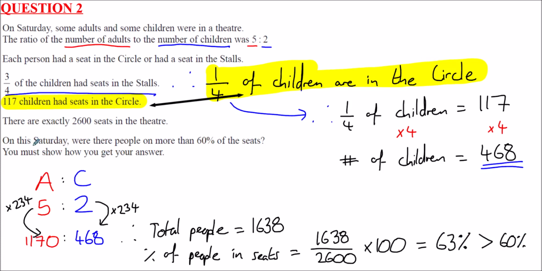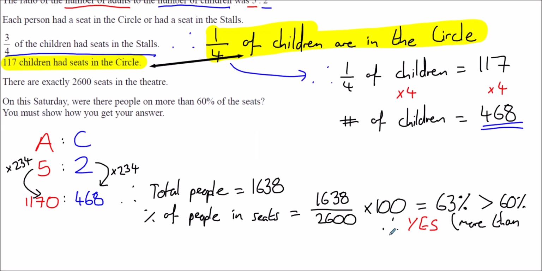Now this question is ultimately a yes or no. Were there more than 60% of seats taken or not? Well, there are people on 63% of the seats, which yes, is more than 60%. So therefore we conclude by saying yes. In other words, more than 60% of seats were taken. So just conclude, definitely say yes, and then say something like more than 60% of seats were taken, or were used, words to that effect. And that's all we need to do for question number 2.